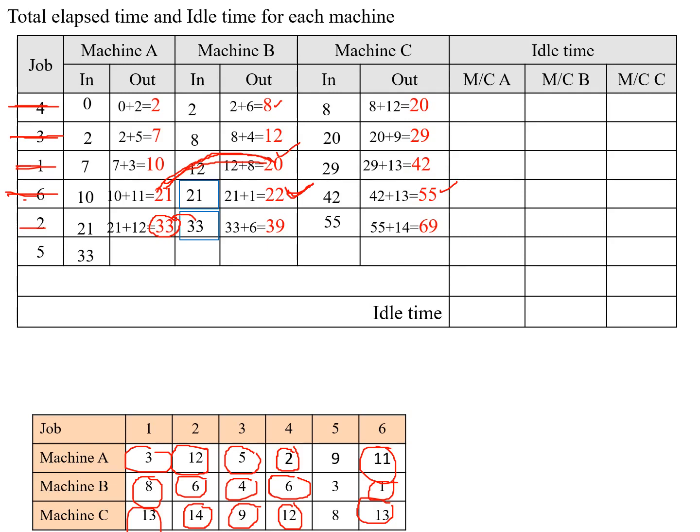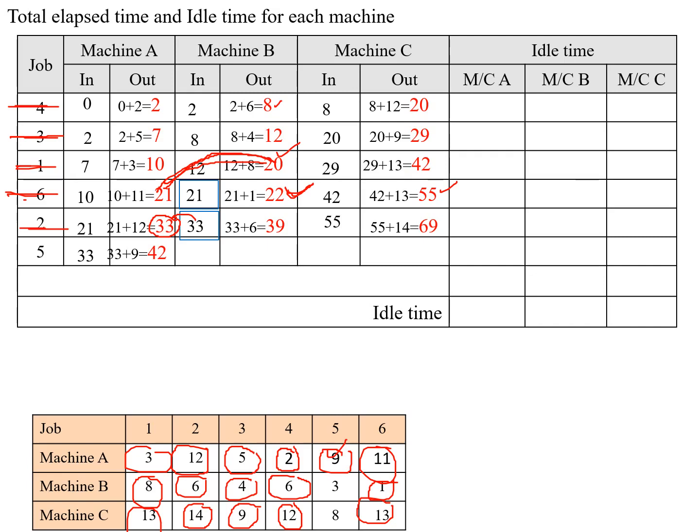So next to last job, that is the job 5 for the machine A. So in time is 33, up to the 33 hours machine A is fully engaged for the job 2. So in time is 33 and out time is 33 plus processing time 9, that is the 42.